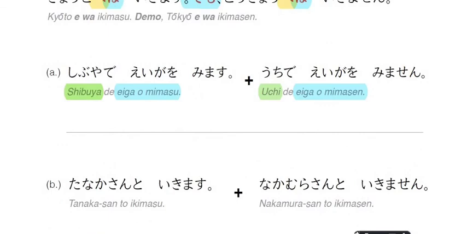Shibuya de ie ga o mimasu. Uchi de ie ga o mimasen. So here the contradiction lies between, yes, Shibuya and Uchi, theater and your home. So you watch a movie at the theater, but you do not watch a movie at your own home.